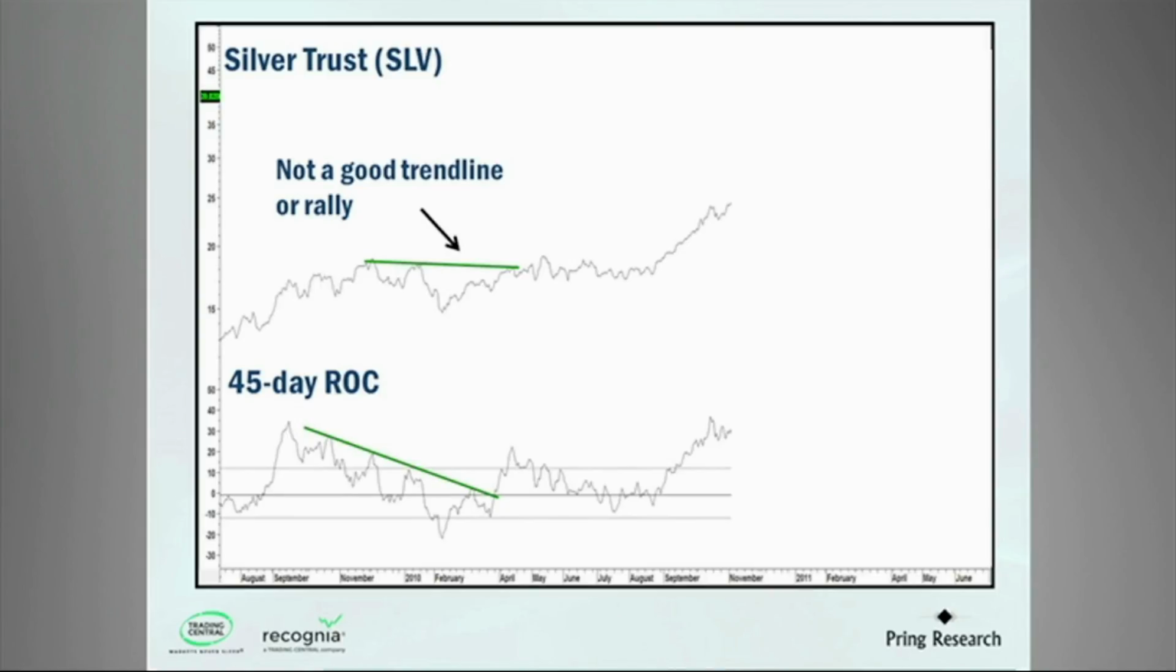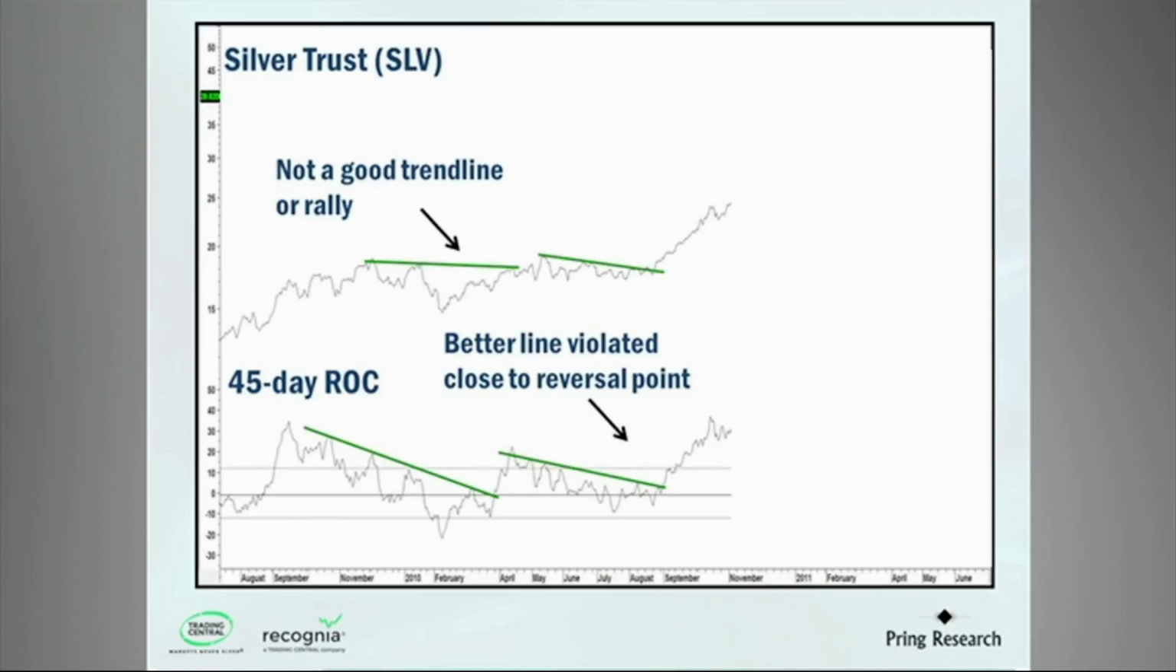Contrast that to this trend line for momentum, which was penetrated close to its low, and which had been touched on far more numerous occasions. Now look at the price, another good line that had been touched or approached about 5 times. It was violated close to the turning point and was followed by a huge advance. I've covered up the rest of the price action because I want to show you that a little bit later on.